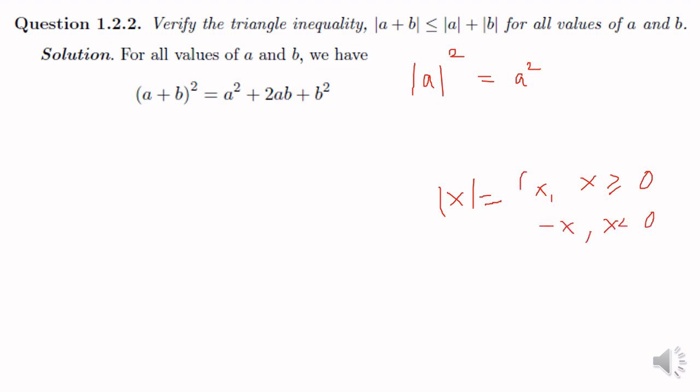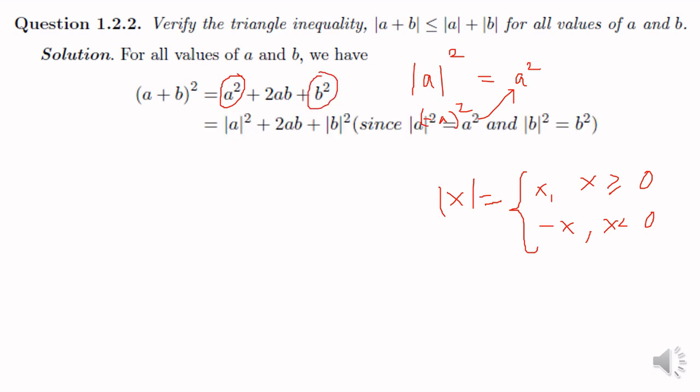So if A is positive, then modulus A will be A. So modulus A the whole square will be A square. And if A is negative, then modulus A will be minus A. So modulus A the whole square will be minus A the whole square, which is again A square. So I am replacing A square with modulus A the whole square and B square with modulus B the whole square. So this will become mod A the whole square plus 2AB plus mod B the whole square.